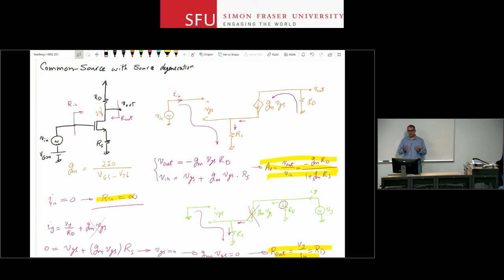Start by solving 10, 15, 20 problems, at least that many, with full small signal analysis. Make sure that you're very, very comfortable with it, and then start solving them using this AC circuit method once you have that insight from the small signal analysis.